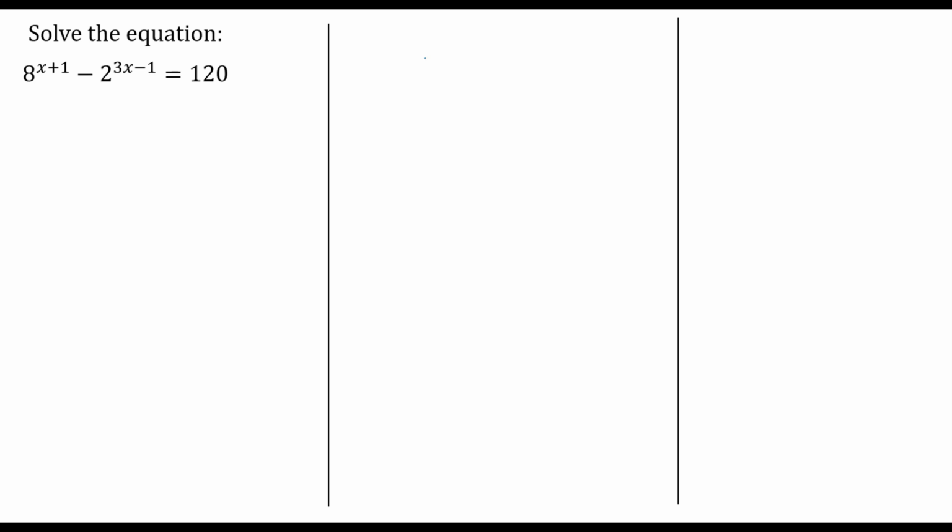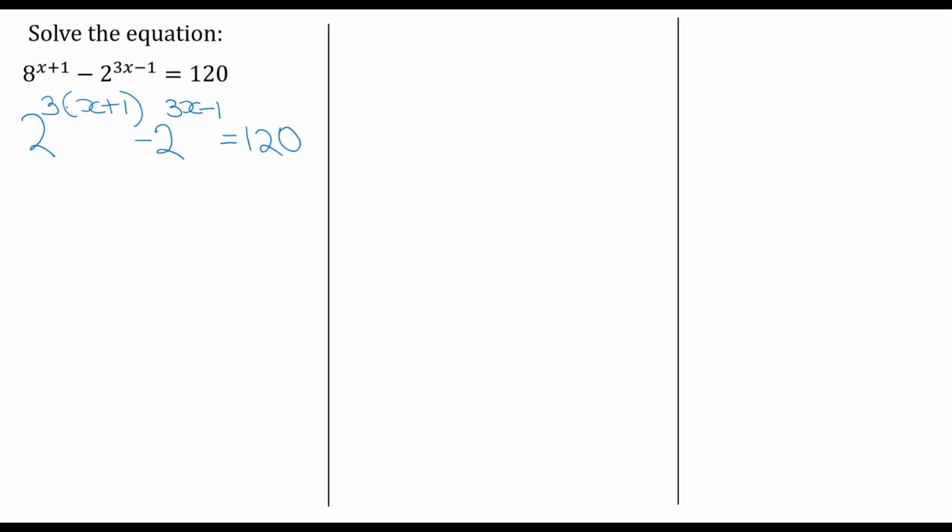In this session, we are going to solve this particular equation. First things first, let's simplify or write it in a simplified version. Remember, 8 is the same as 2 to power 3, so we have 2 to power 3 into brackets x plus 1, close the bracket, minus 2 to power 3x minus 1 is equal to 120.